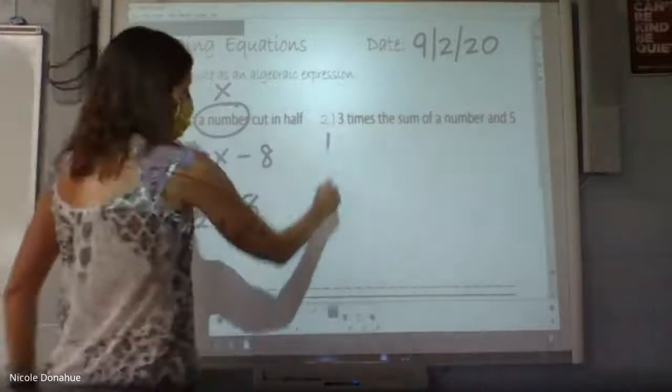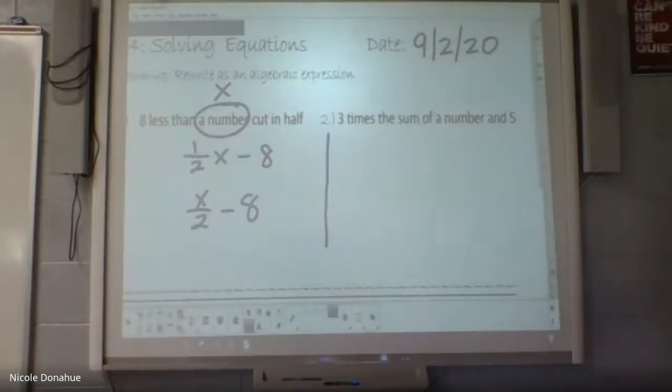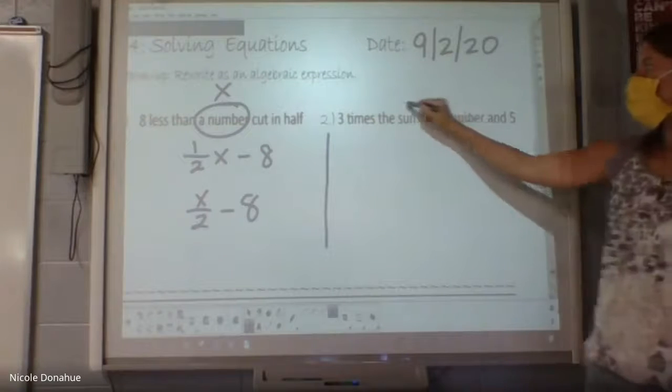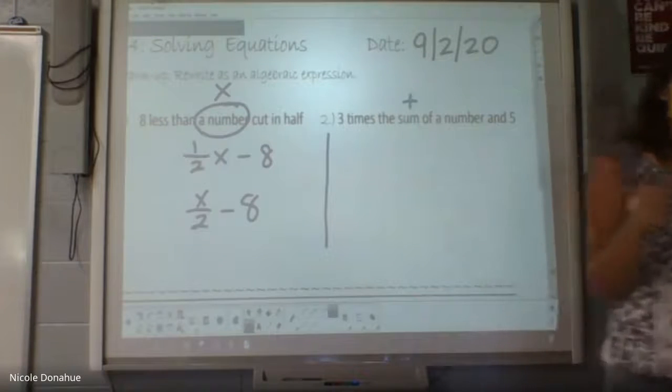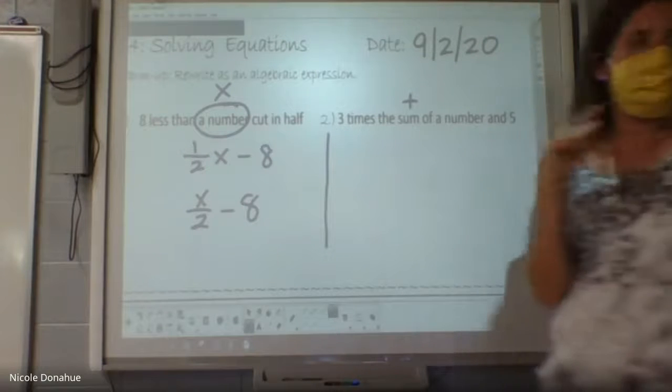All right, so I heard Kinsey asking about this. The word sum, what does sum mean? Addition. Sum is addition. But why is it special, why didn't I just say addition? Why is this one special? What do you need for that? I think I heard it.